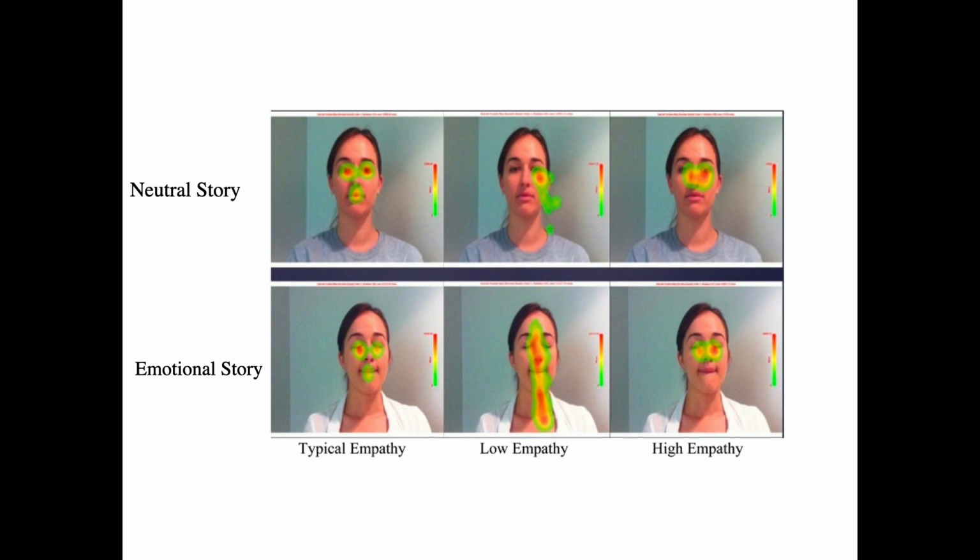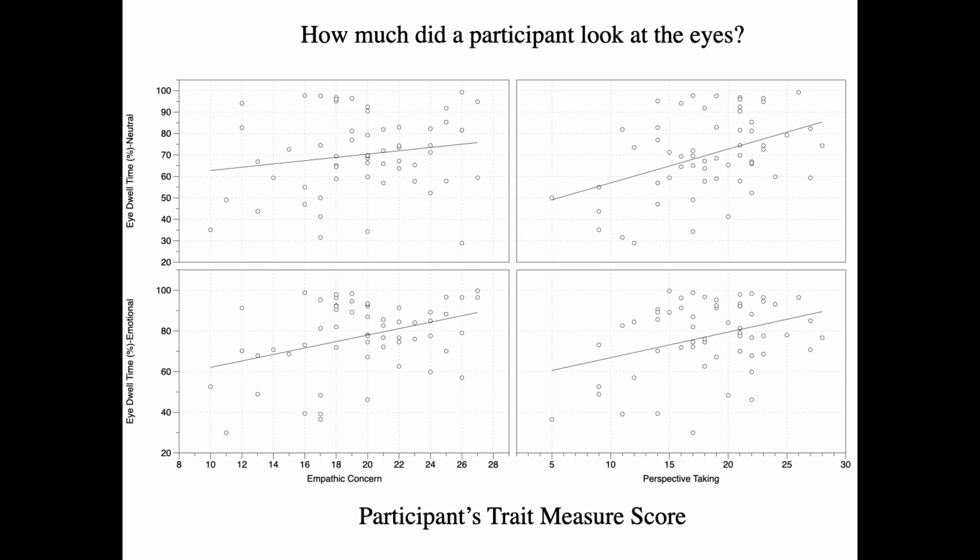So we wanted to see if there was a relationship between trait empathy and how much people are looking at the eyes when the person tells an emotional story. Here are the actual scatter diagrams for all of these 59 participants.